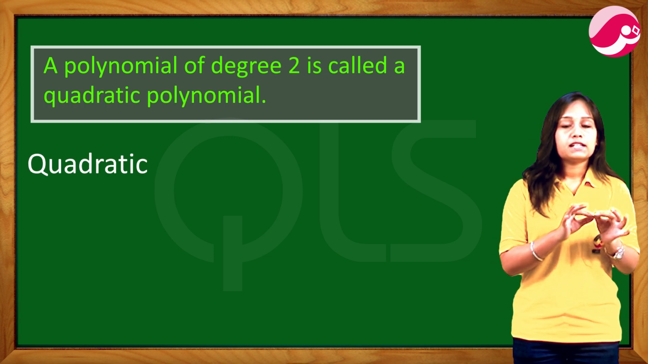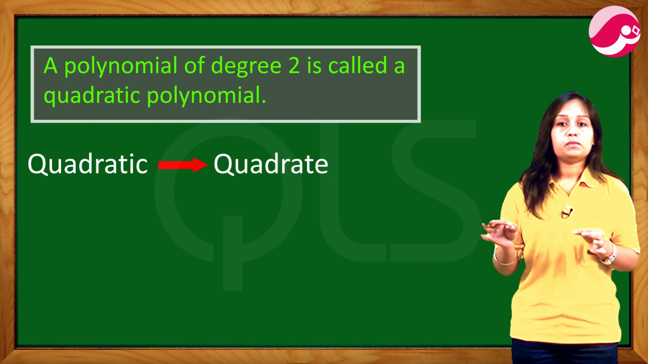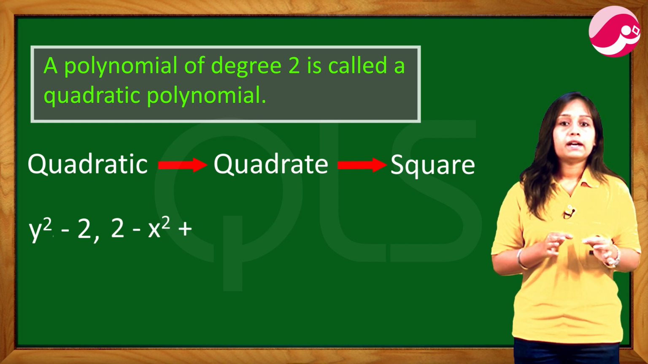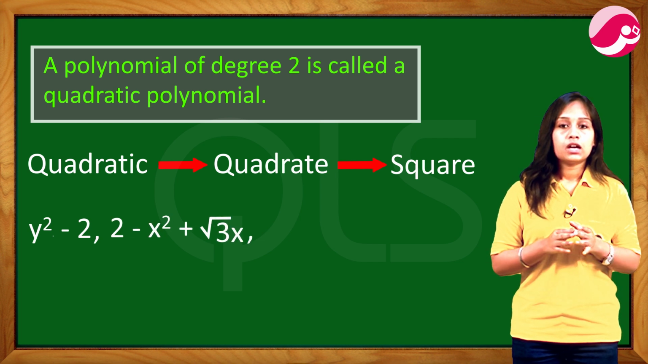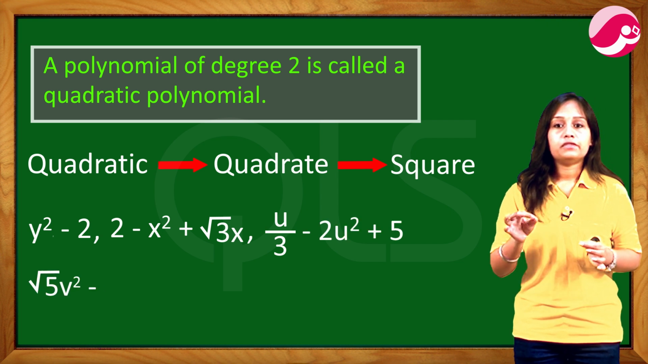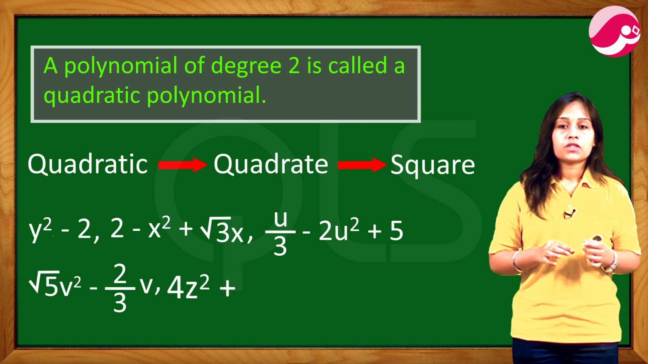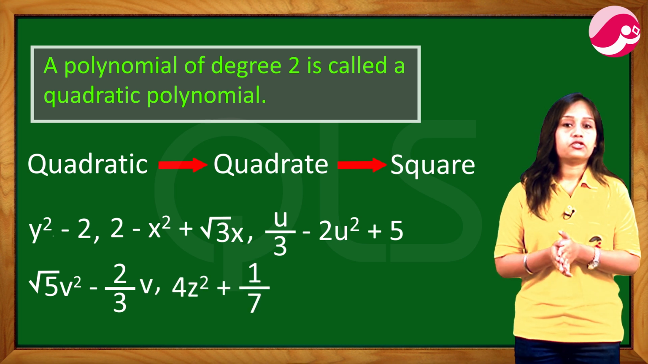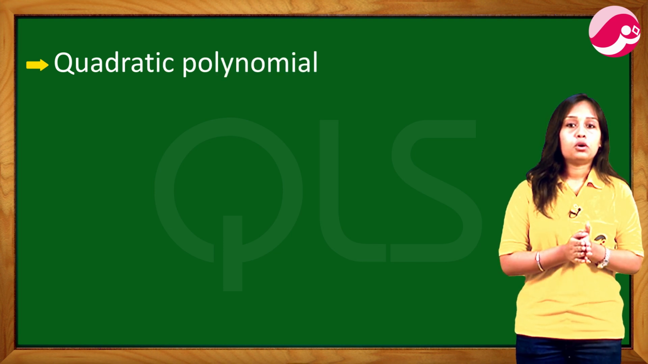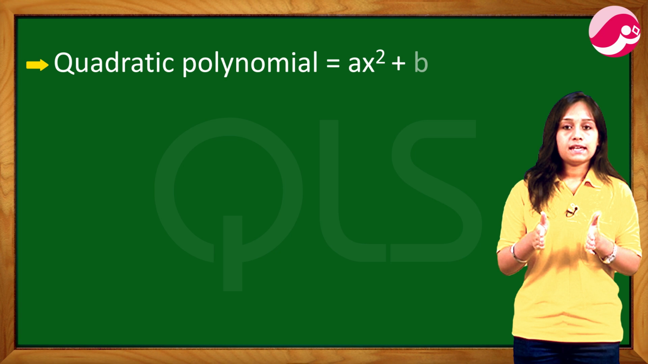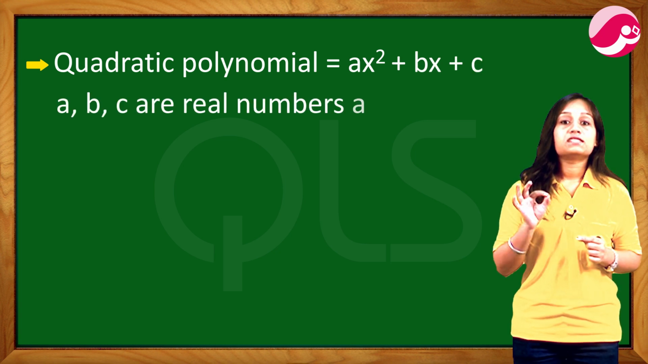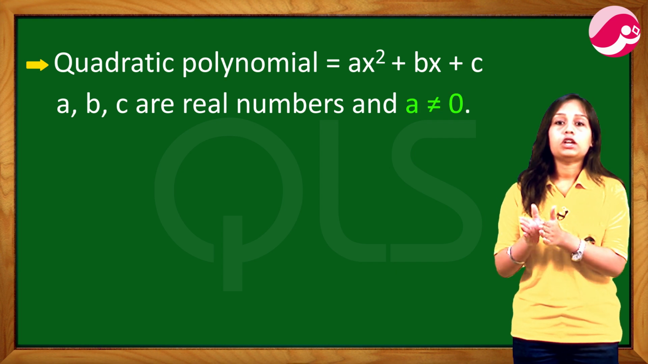A polynomial of degree 2 is called a quadratic polynomial. The name quadratic has been derived from the word quadrate, which means square. For example, y square minus 2, 2 minus x square plus root 3x, u by 3 minus 2u square plus 5, or root 5 v square minus 2 by 3v, 4z square plus 1 by 7, etc. More generally, any quadratic polynomial in x is of the form ax square plus bx plus c, where a, b and c are real numbers and a is not equal to 0. Remember, a is not equal to 0.